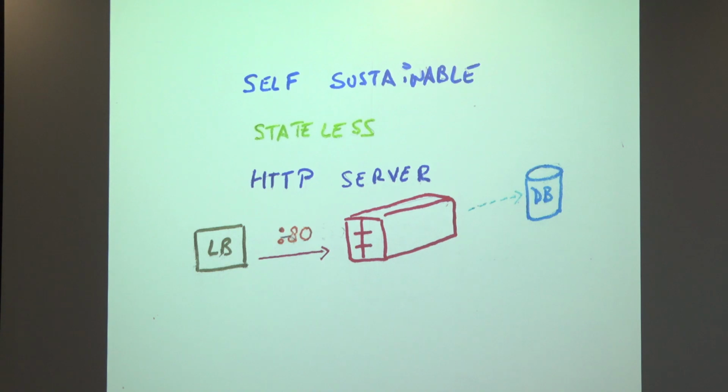Talking about this specific template, my idea is to do a self-sustainable or self-reliant, stateless HTTP server. So it directly accepts HTTP requests instead of any other kind of access. And it's just the container, just the HTTP server. So you can put that on top of the load balancer. It opens port 80, which is the standard HTTP port, and then it connects to the database and other stuff that we'll talk about.